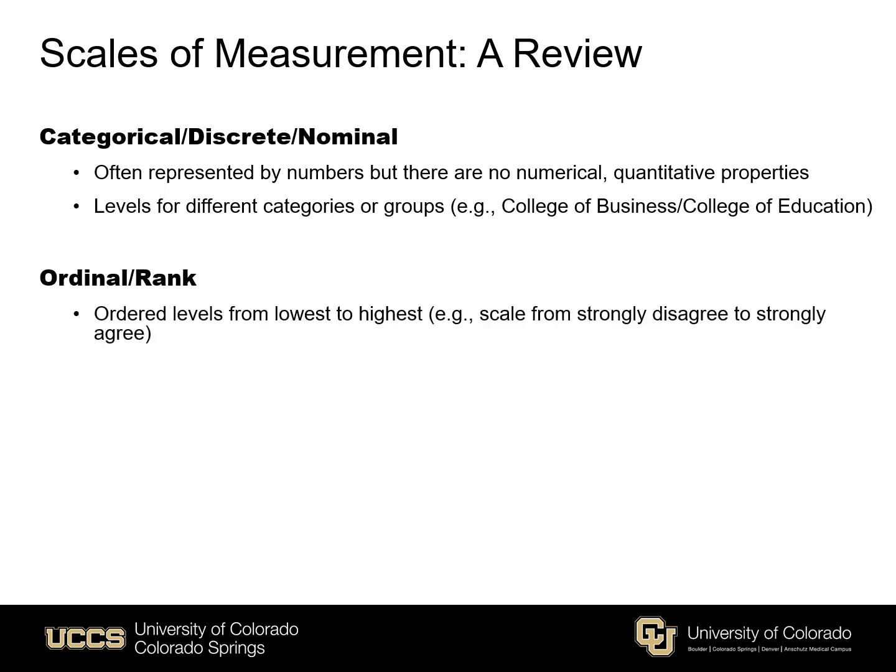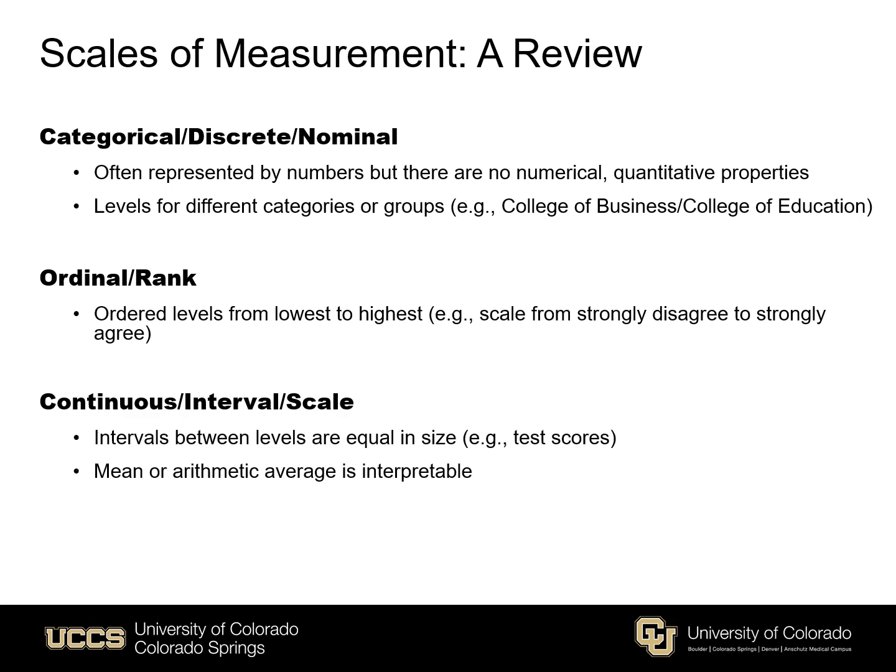The second type of variable that I'd like to discuss is the ordinal or the rank variable, and here the numbers are used to indicate ordered levels from lowest to highest. For example, a Likert scale from strongly disagree to strongly agree. And then finally, I want to mention the continuous, interval, or scale type of variable, where we make the assumption that the intervals between the levels are equal in size. So an example would be test scores. And here, with the continuous variable, the mean or the arithmetic average of these variables is highly interpretable, where it is not so for the categorical or ordinal variables.